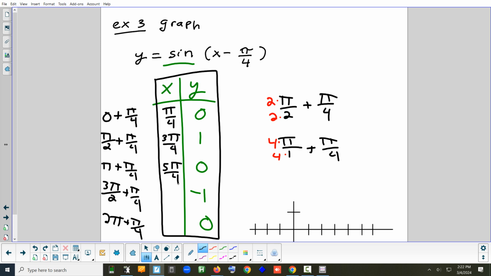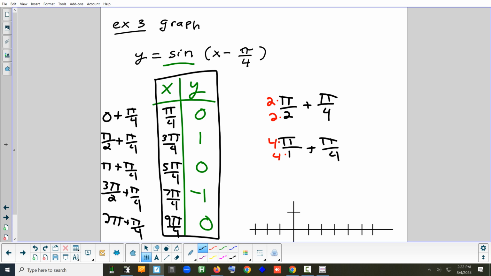Now, based on the pattern, anyone think they see the next one? 7 pi over 4. And the last one? 9 pi over 4. Yep. And if you were going to keep going, it'd be 11 pi over 4, 13 pi over 4. It's going up by odd numbers.